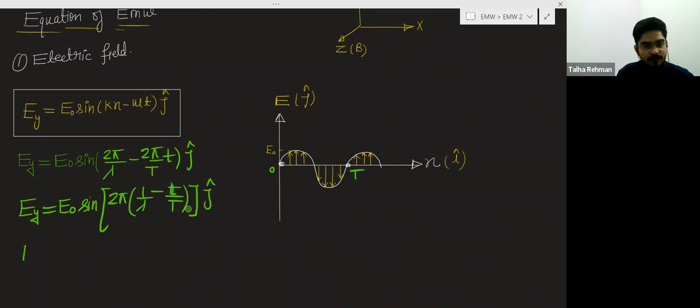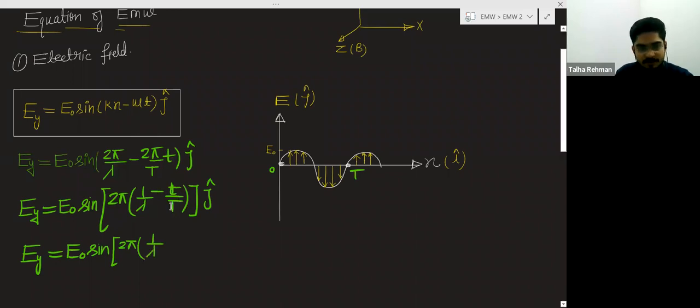Further you can modify this equation. This is Ey is equal to E naught sine, 2 pi, and this is 1 by lambda. Now 1 upon time period can be written as frequency, so you can write frequency into t. So in different forms, either in this form or this form, you will get the equation of the electric field of an electromagnetic wave.